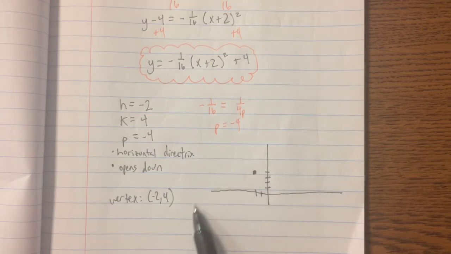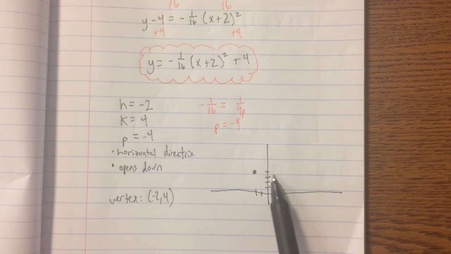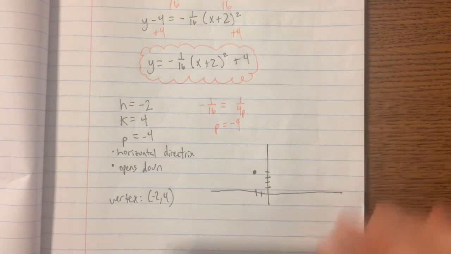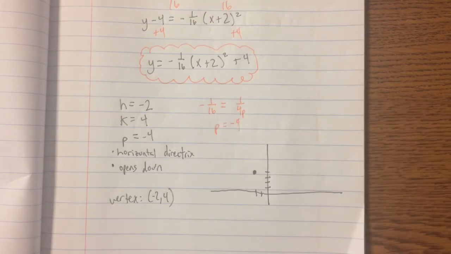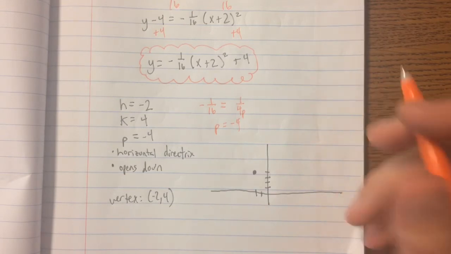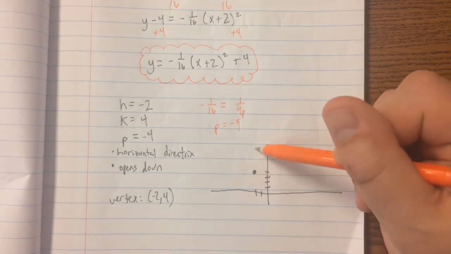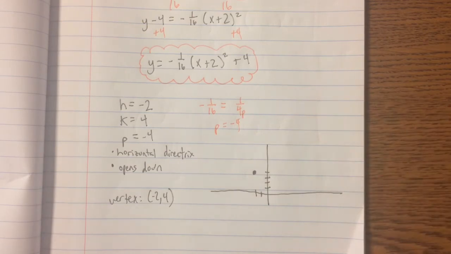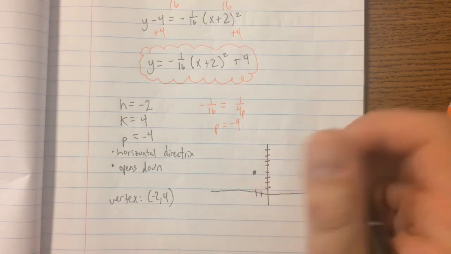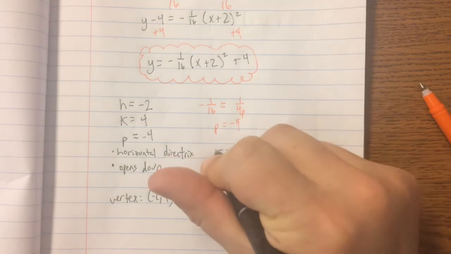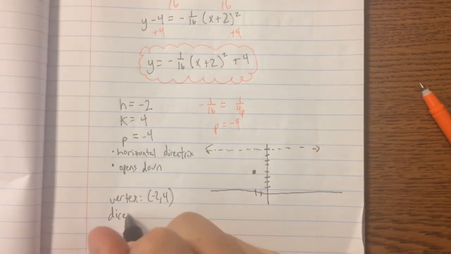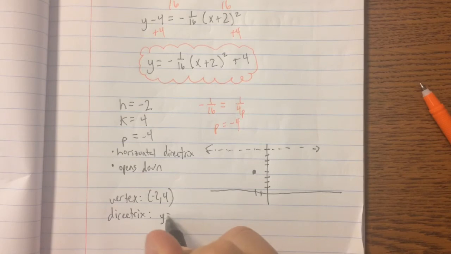So if it's going to open down like this, will the directrix, that dotted line, be above the vertex or below it? Above, yeah. So I'm going to go p units, 4 units, up to sketch out the directrix. 1, 2, 3, 4. All right, so in this case, the directrix is at y equals 8.